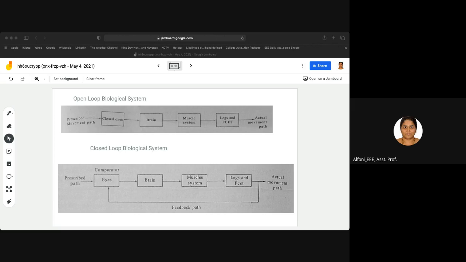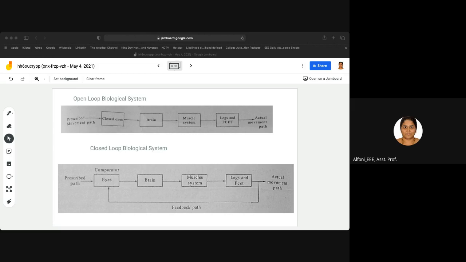Now the brain senses the prescribed path through the eyes when the eyes are not closed, that means when the eyes are open. Depending upon the sensor, the muscle system moves the legs and the feet in a particular direction. When the eyes are closed, the man is asked to move on a prescribed path. Due to the movement of the feet, the man starts walking, generating the actual path of the movement.